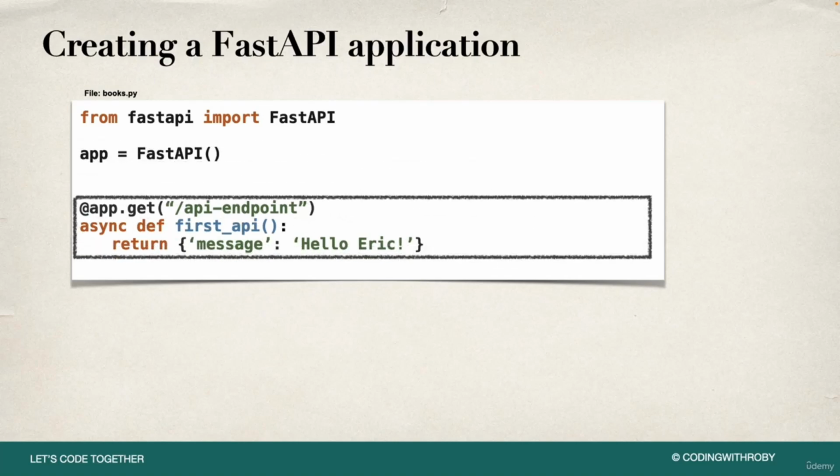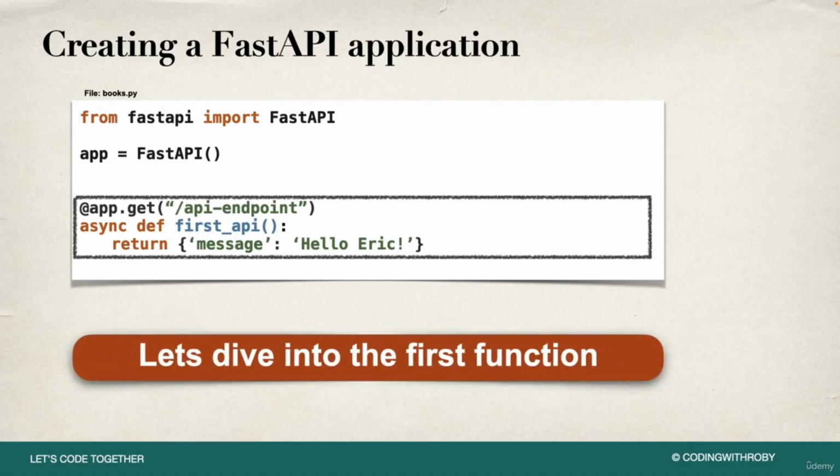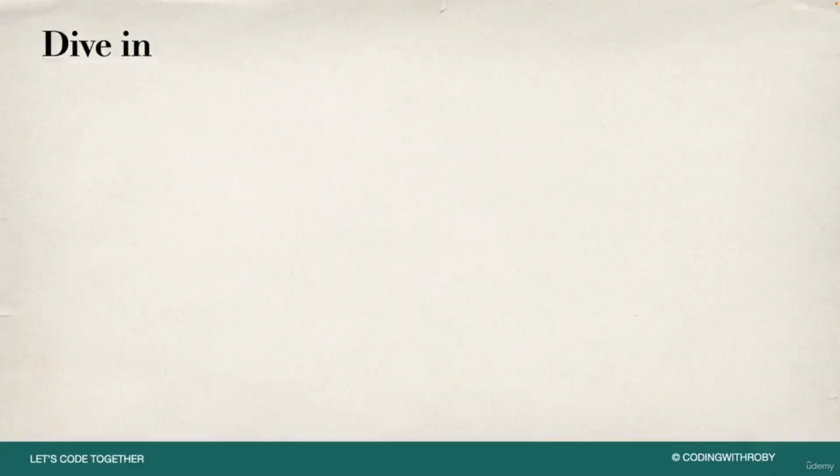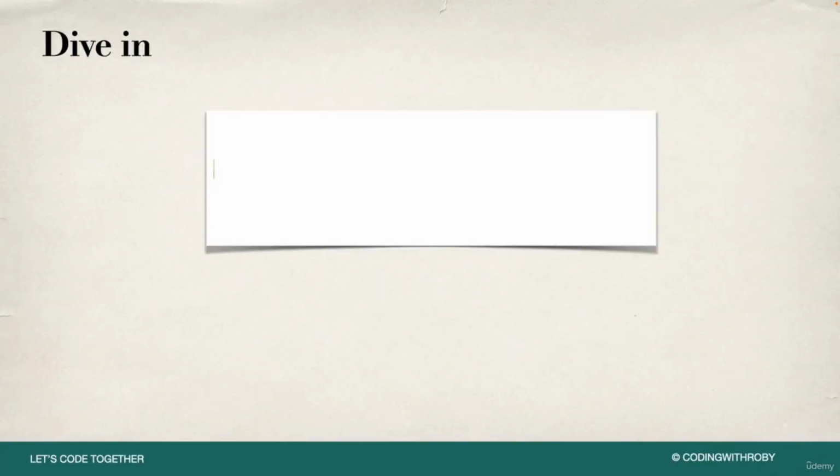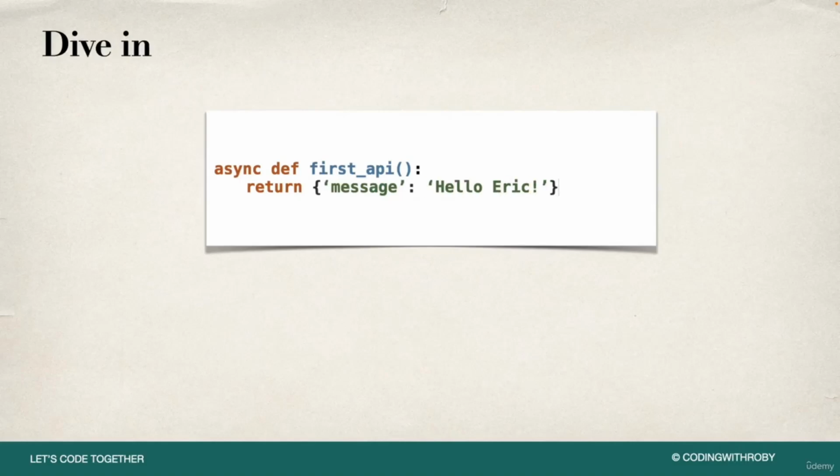And then we're going to say @app.get with a path of /API endpoint, where we have our Python function of async def first API, where we're going to return message of hello Eric. But let's dive into the first function a little bit. So we have our Python function of async def first API return message of hello Eric.